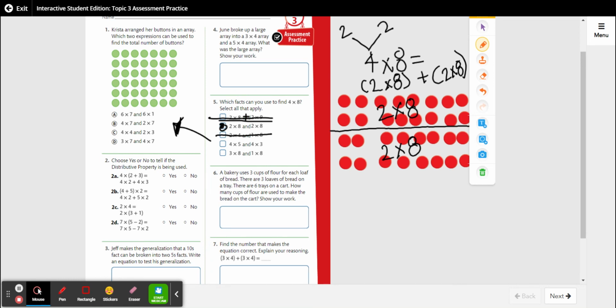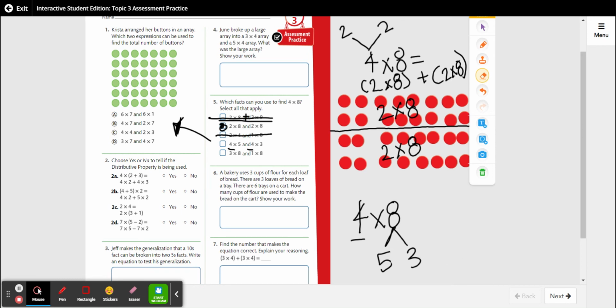Okay, what about 4 times 5 and 4 times 3? Does that work? Well, again, we've got 4 times 8. I see the factor 4 has been used in both expressions. And can 8 be broken up into 5 and 3? Yes, right? Because 5 plus 3 equals 8. So I know that that is a possibility.